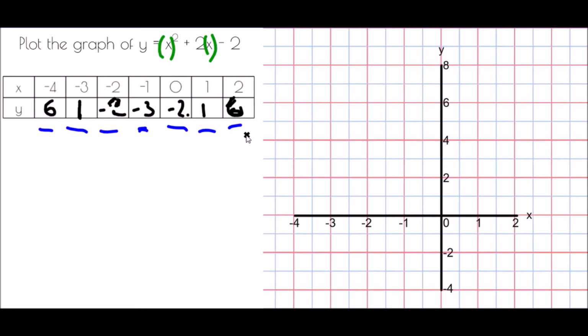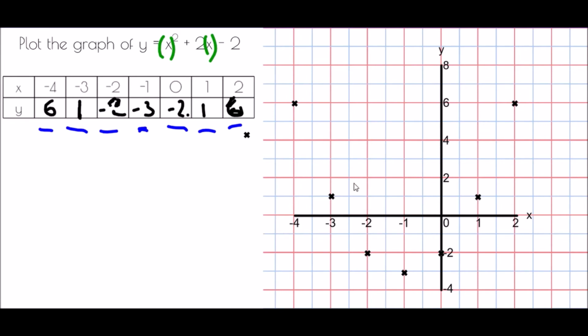So -4, 6: -4 along and 6 up, then -3, 1, -2, -2, -1, -3, 0, -2, 1, 1, and 2, 6.